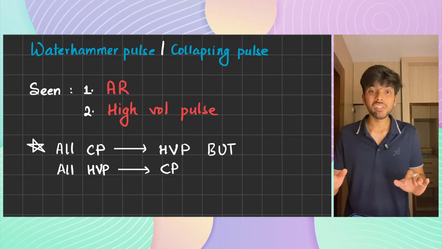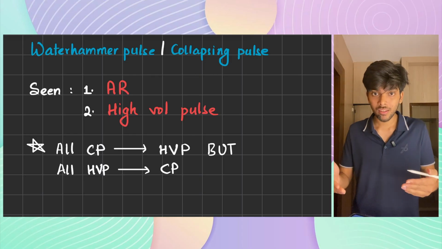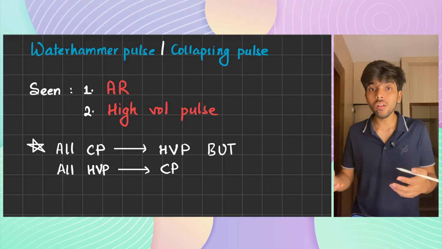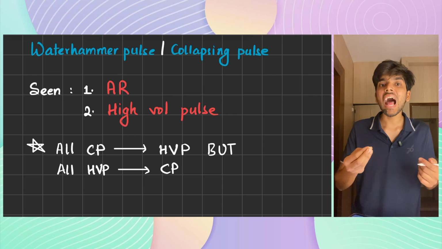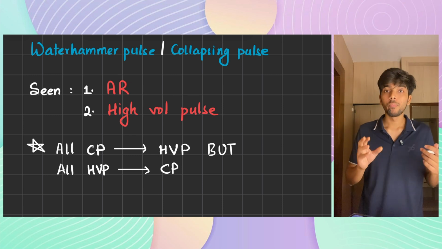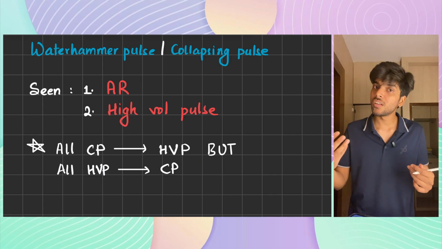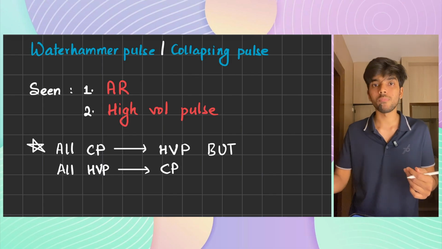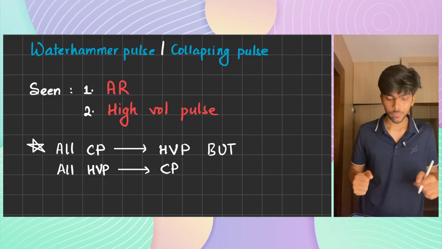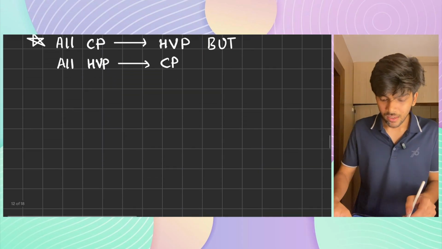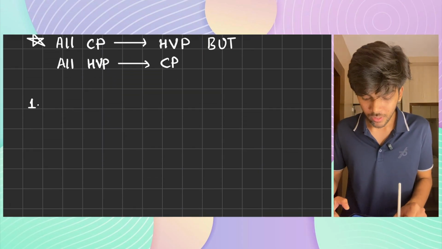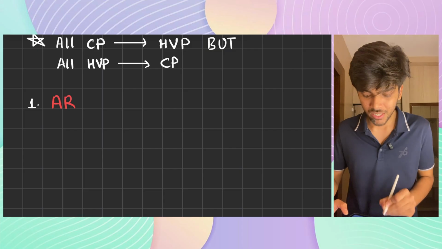That means if a person has collapsing pulse, the pulse is high volume in nature. But just because a patient has high volume pulse, that doesn't mean the pulse is going to be collapsing in nature. Okay? Alright. So let's take the most famous example, that is of aortic regurgitation.